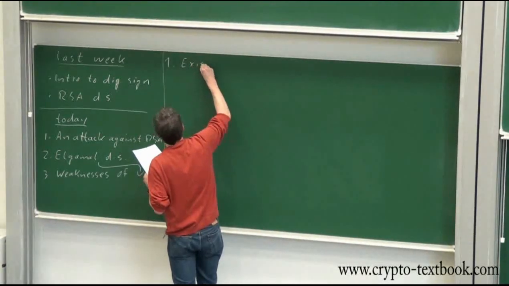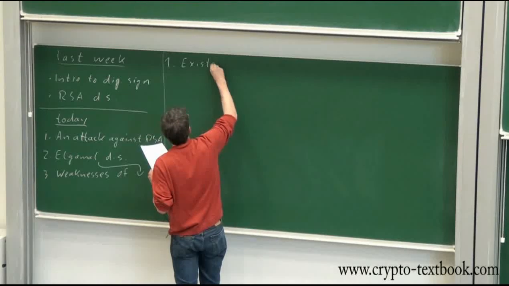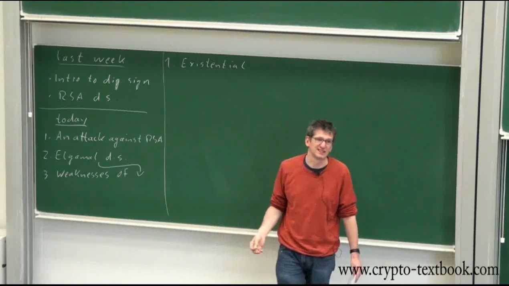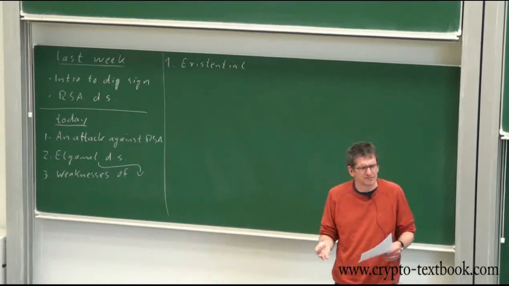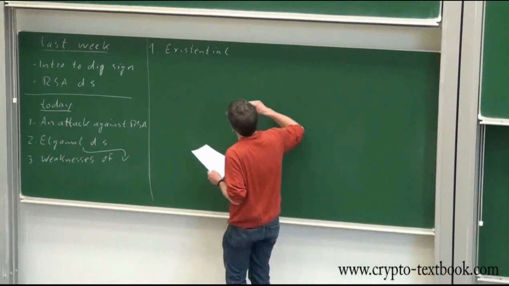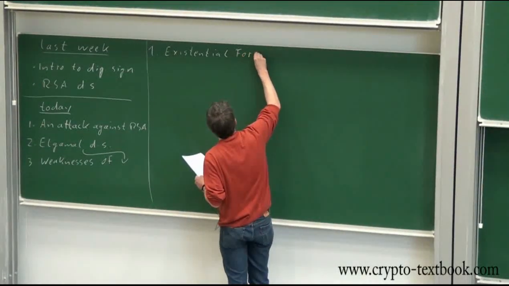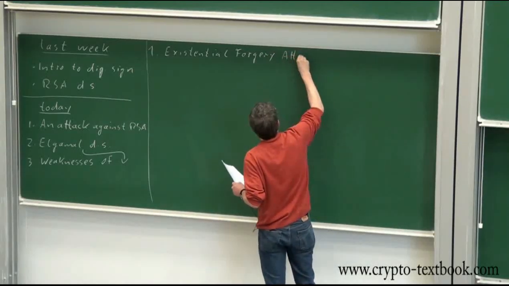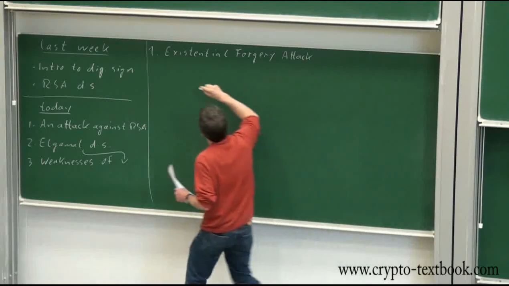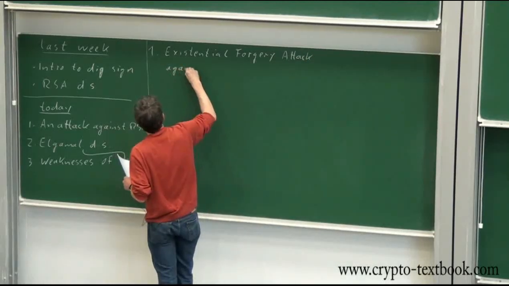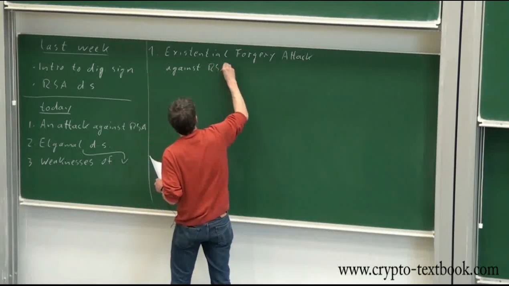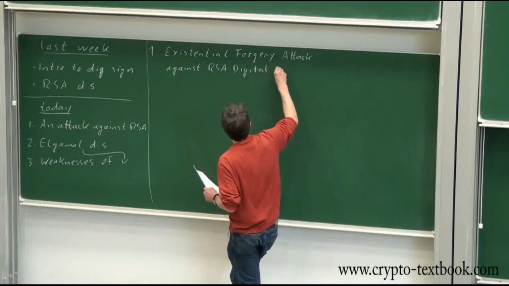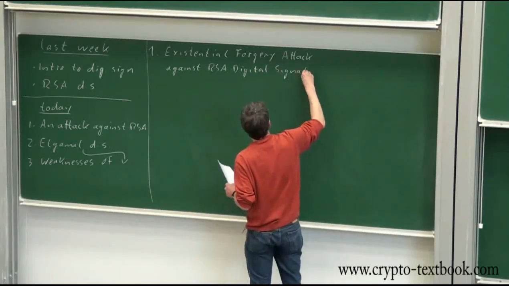It's called Existential. I don't know what the German translation is. Maybe Existential, but it doesn't really fit what it is. Existential Forgery. Forgery is Fälschung. Attack against RSA digital signature.